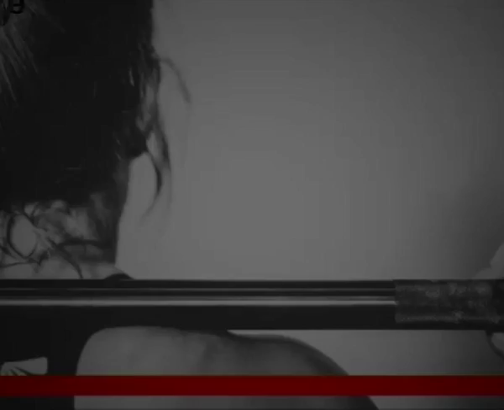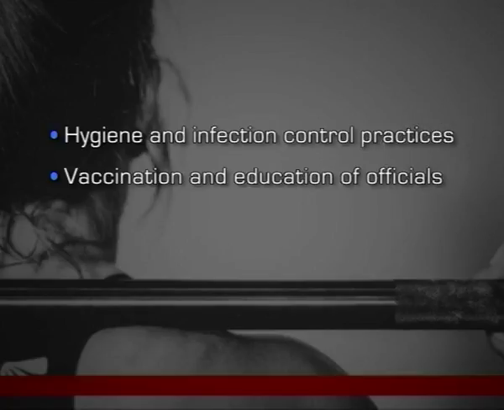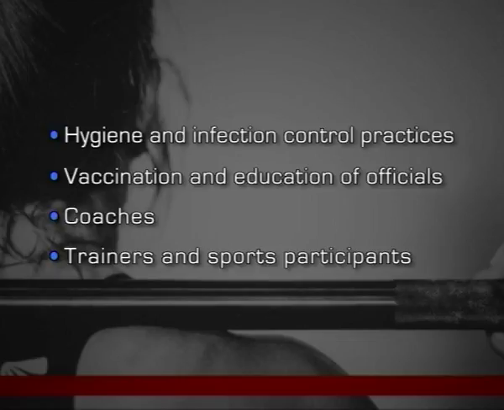This paper reviews the most commonly reported infectious diseases among athletes and discusses the potential for transmission of bloodborne diseases in sports. Guidelines are provided regarding measures to prevent transmission of infectious diseases in athletic settings, including hygienic and infection control practices, vaccination and education of officials, coaches, trainers and sports participants.